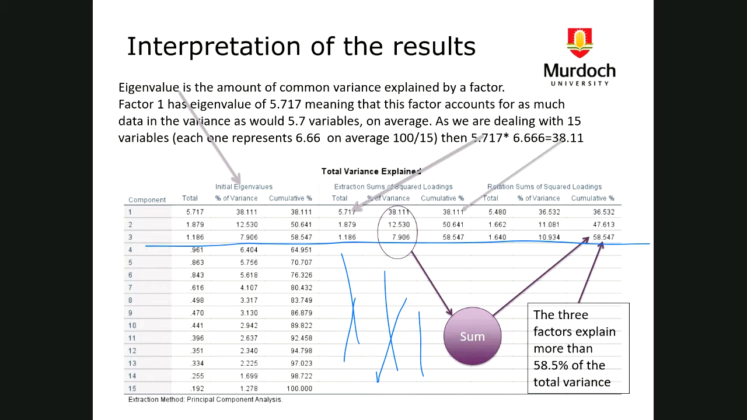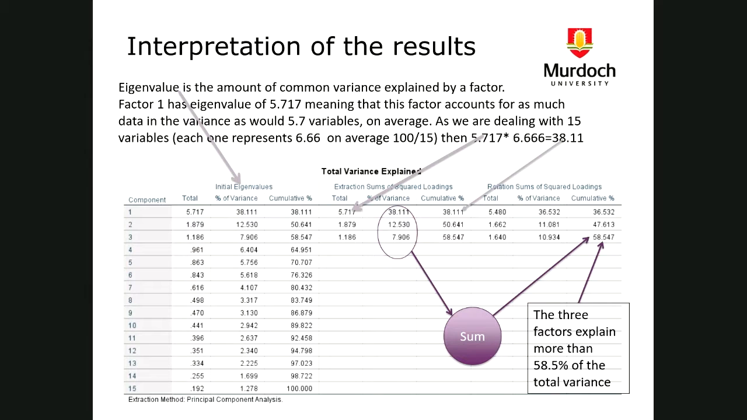So if we select an eigenvalue of 9.9, then this one is going to be included. But we don't want it because the generally accepted threshold for the eigenvalue is 1. So that's why we now have 3 factors from here, 3 factors included with eigenvalues of 1.186, 1.879, and 5.717. All right? Now, let me explain to you what we mean exactly by the eigenvalue.